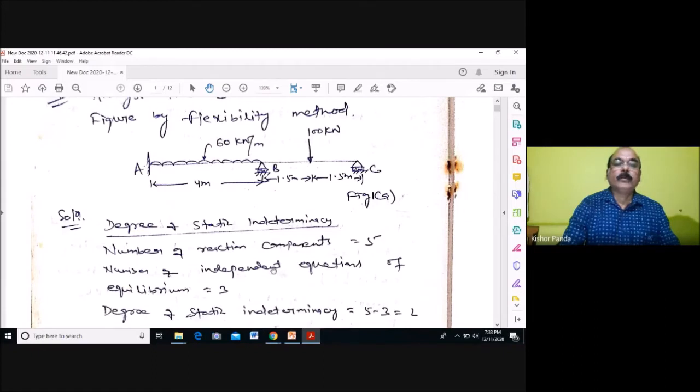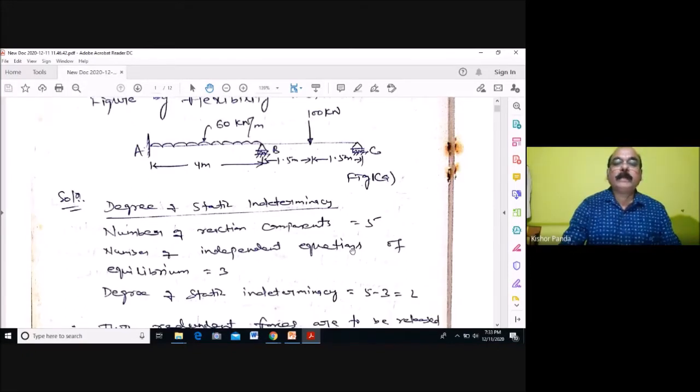Then the number of independent equations of equilibrium is 3. You know how many static equilibrium equations there are? 3 equations. So what is the degree of static indeterminacy? 5 minus 3. The degree of static indeterminacy is equal to R minus 3, where R is the number of reaction components minus the number of static equilibrium equations available. So the degree of static indeterminacy is equal to 5 minus 3, which is 2.